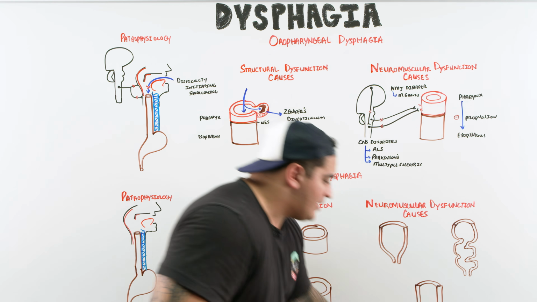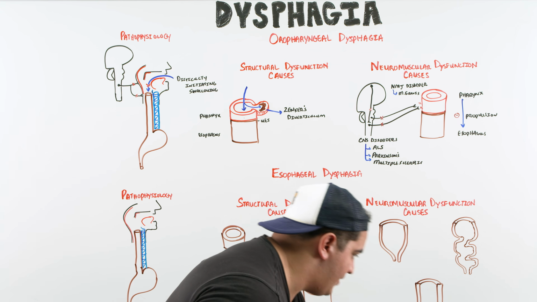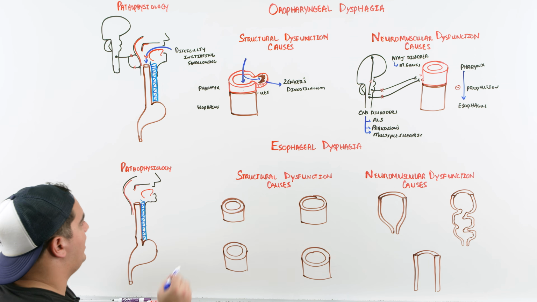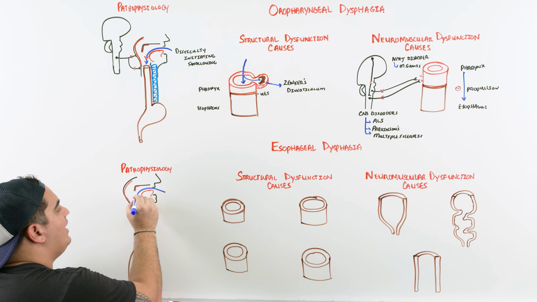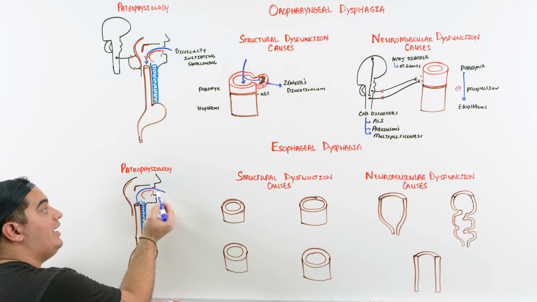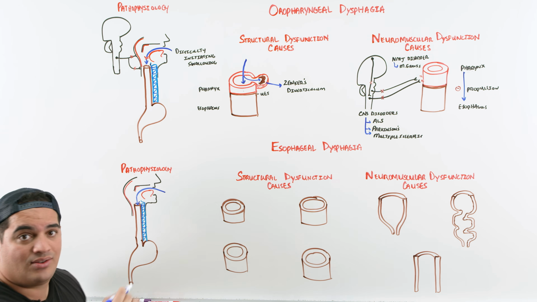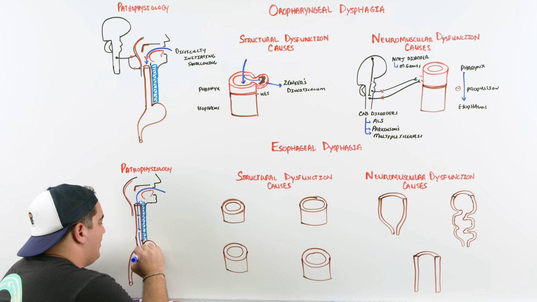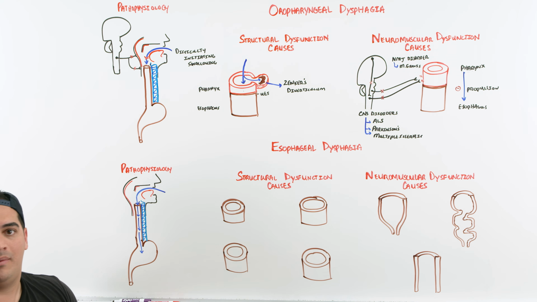Okay, let's come down now and talk about esophageal dysphagia. So with esophageal dysphagia, the issue with this one is it's not an issue with initiating swallowing. You can initiate it, so food will move easily from the pharynx into the esophagus. But it's getting it through the esophagus into the stomach that's the problem.